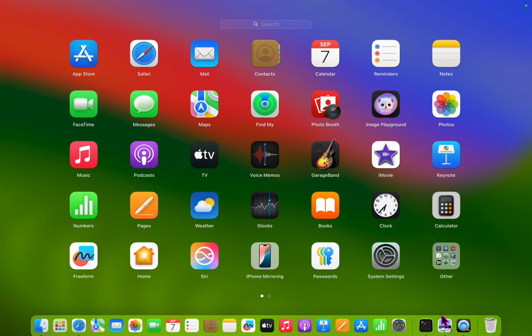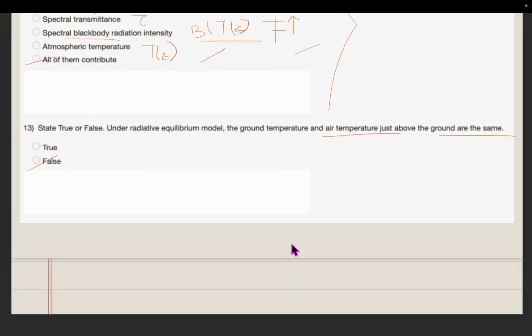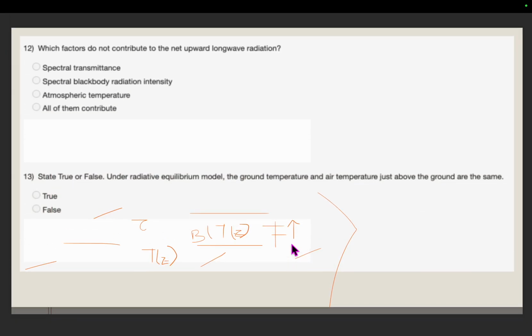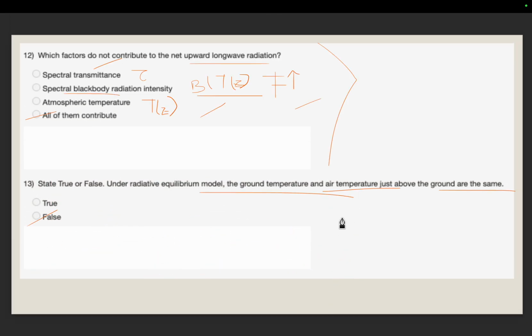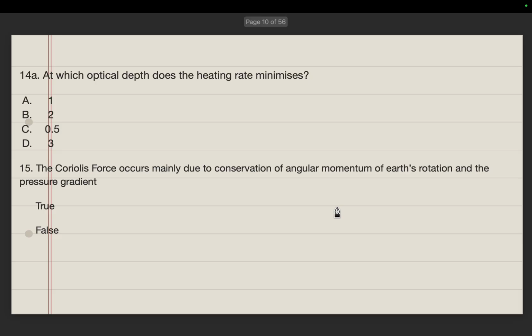Question 13. Now we will go to question 14, where we need to write this equation. Question 14: at which optical depth does the heating rate minimize?